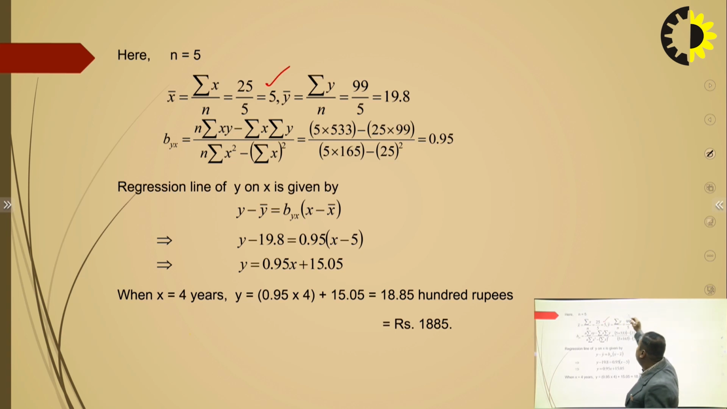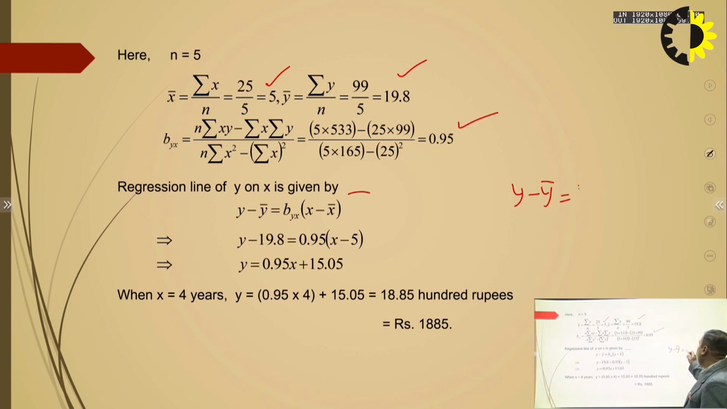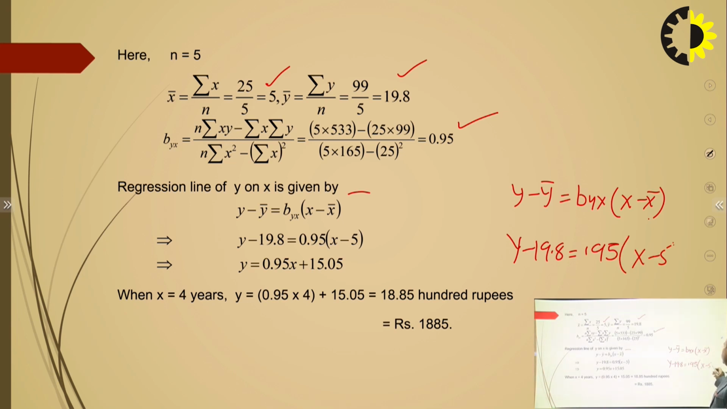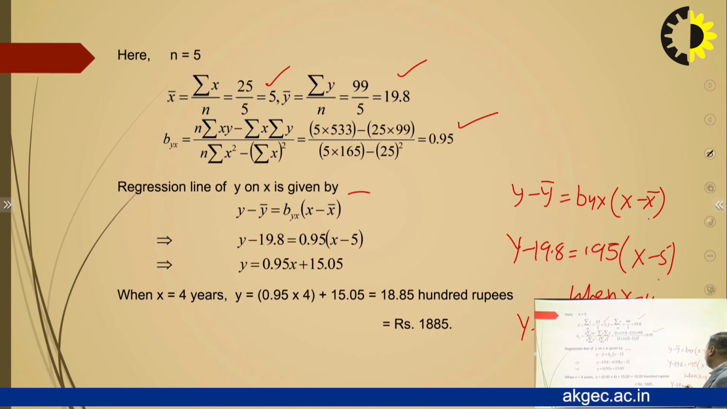Putting this value, byx is equal to n summation xy minus summation x summation y, over n summation x square minus summation x whole square. Putting this value in y minus y bar equals byx times x minus x bar: y minus 19.8 equals 0.95, the calculated value of byx, times x minus 5. He wants to find the value when x is equal to 4. So when x is equal to 4, y minus 19.8 is equal to 0.95 times 4 minus 5, that is minus 1. And y becomes 18.85, in hundreds of rupees.